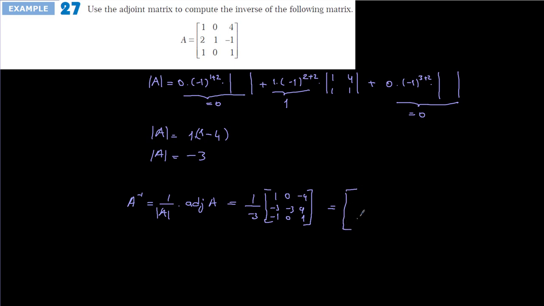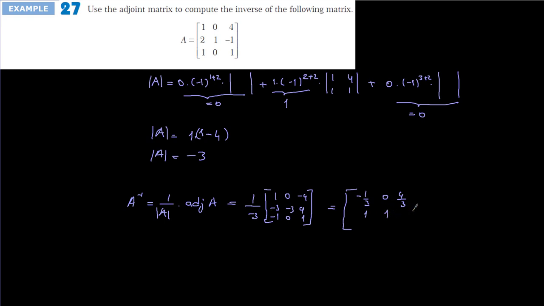1 times 1 over minus 3, which is equal to minus 1 over 3. This is 0. Minus 4 times 1 over minus 3, it's equal to 4 over 3. And then here 1 over minus 3 times minus 3, it's equal to 3 over 3, which is equal to 1 also. Let me write directly 1. And since it is minus also, this is also 1.